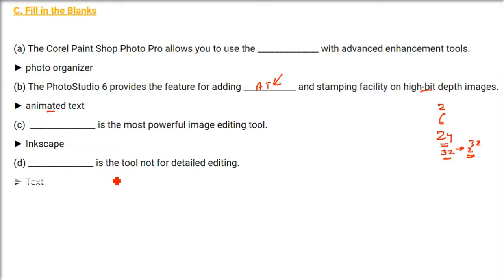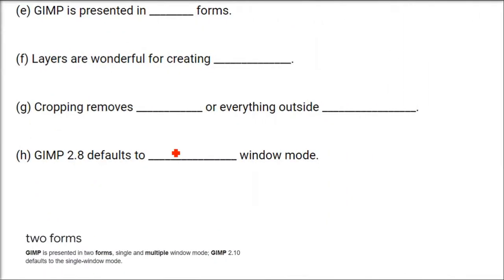Dash is the tool not for detailed editing. So you can name it here as, say, Paint. The answer can be Paint, right? Why? Because I just showed you Paint has some basic image editing that is sufficient most of the time. You don't need to have Gimp and Photoshop always. Gimp is presented in dash forms.